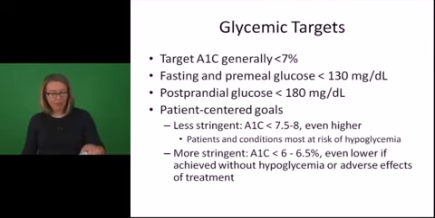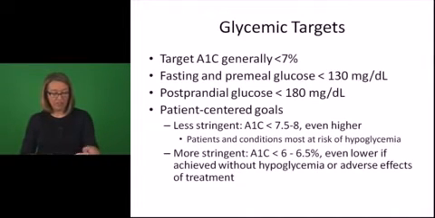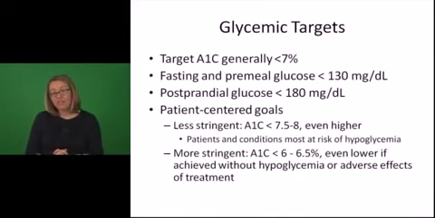Okay, let's take a step away from the glycemic treatments to talk about glycemic targets. So the ADA generally recommends a target A1C of less than 7% and a fasting or pre-meal glucose of less than 130 and a postprandial glucose of less than 180.